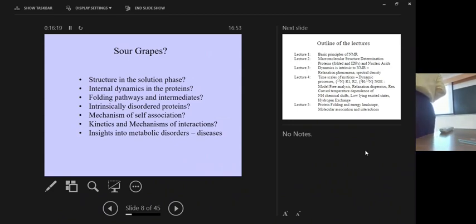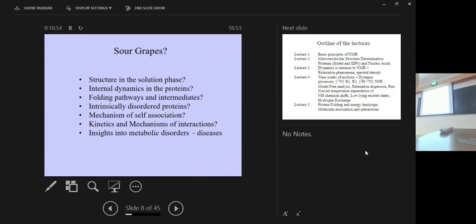Intrinsically disordered proteins, we can never study these by either X-ray crystallography or cryo-electron microscopy. These are highly disordered. You cannot get crystals of those, and whenever you see electron density in the X-ray, the electron density will be missing in these areas. Mechanism of self-association. How do the proteins self-associate? Why do they associate? Can we understand it at the residue level detail? So you need to have a pathway. How does it go from the monomer to the multimer?